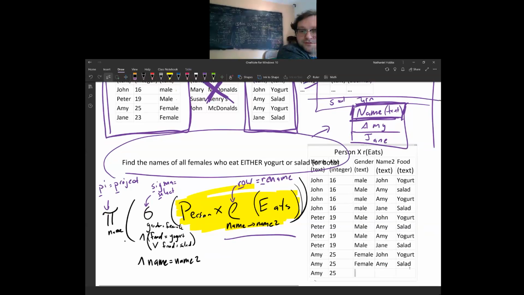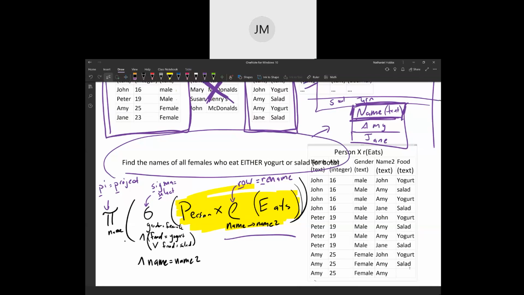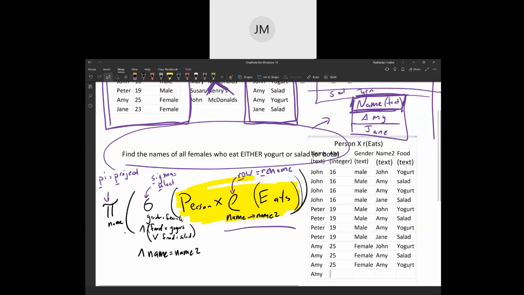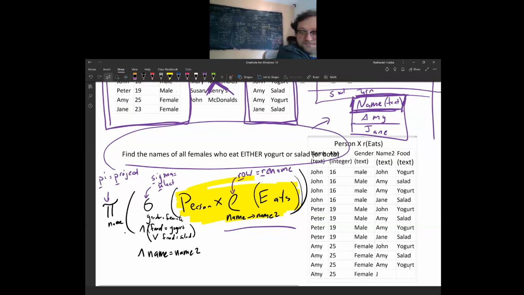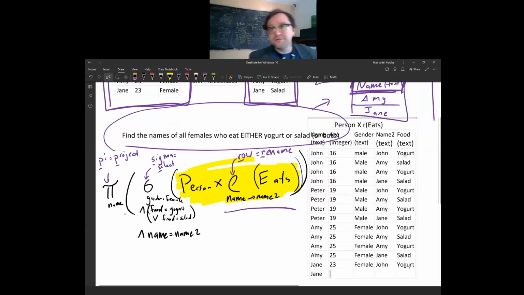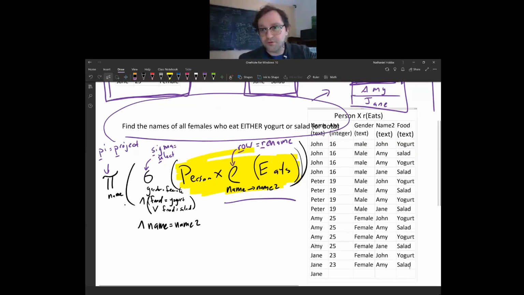Yep. Amy, 25, female, Jane salad. All right. And then, I can't really see that anymore, but it's Jane, 23, female, and then whatever is above that second row on the table. Right. I can't really see. That would be John and yogurt. And that would be Jane, 23, female. Yeah, that's fine.